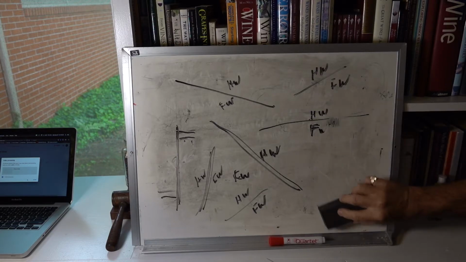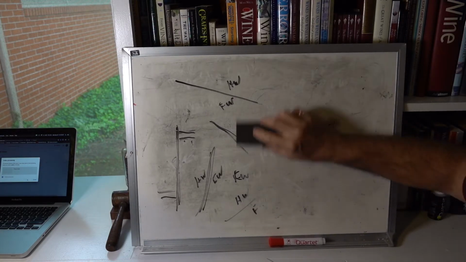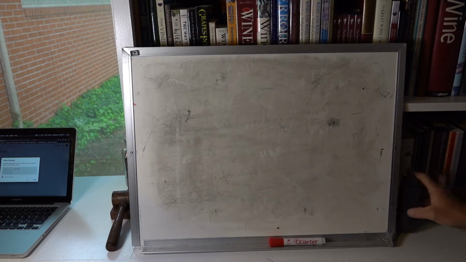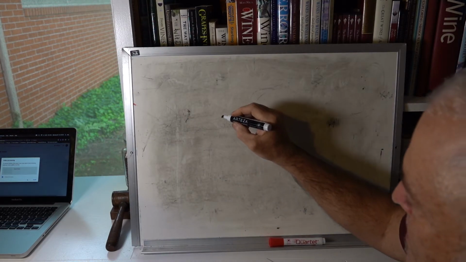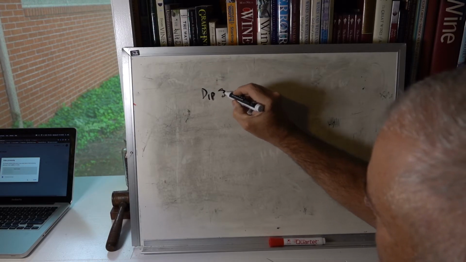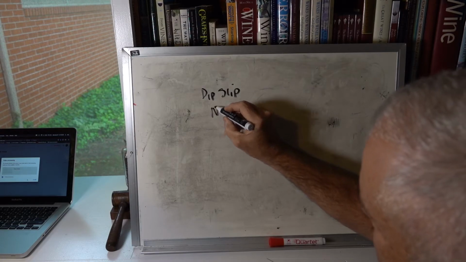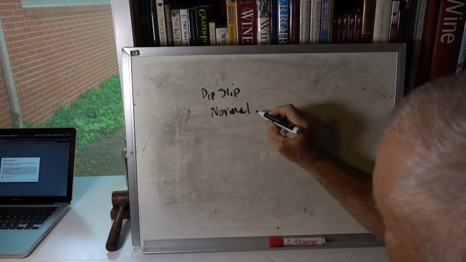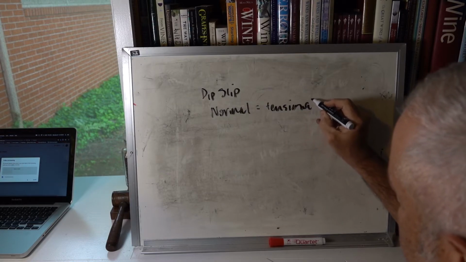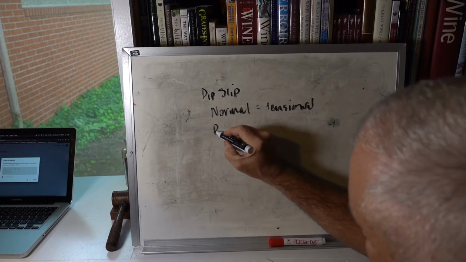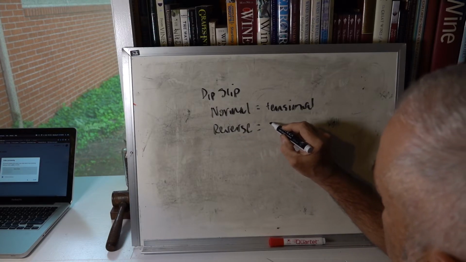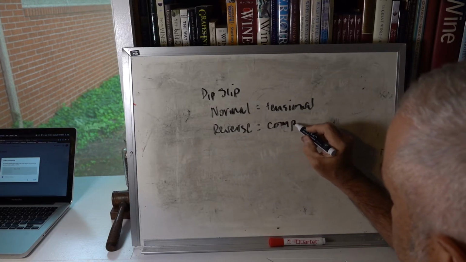Hanging wall and footwall. So you already know about dip-slip faults, and you know about reverse faults and normal faults. So dip-slip can be divided into normal, which is equal to tensional fault, right? Tensional forces or tensional stress. And then a reverse fault, which is due to compression, right? You're pushing things together.